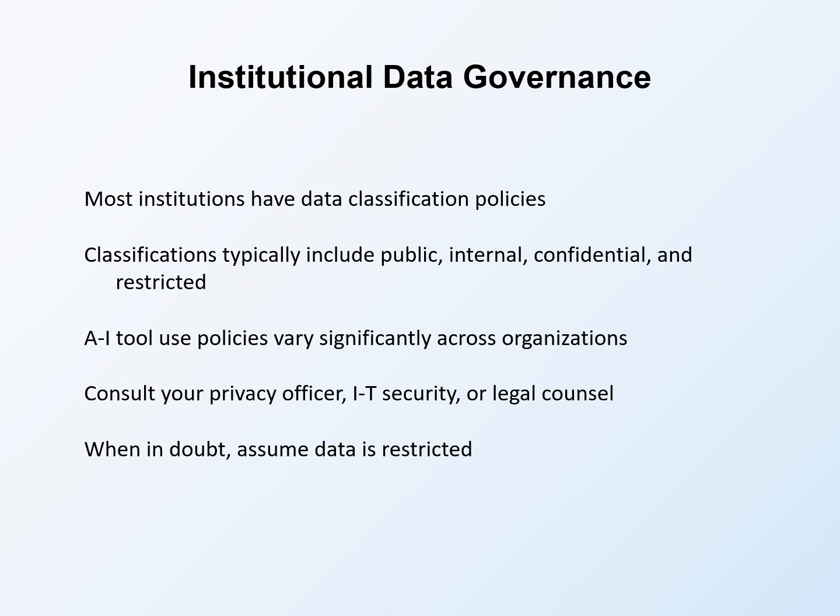Your institution almost certainly has data governance policies that apply to AI tool use, even if those policies were written before AI became prevalent. Most institutional data classification systems use tiered categories. Public data can be freely shared without restriction. Internal data is for organizational use only, but carries minimal risk if exposed. Confidential data requires protection and should not be shared outside authorized channels. Restricted data demands the highest level of protection, typically including encryption and access controls.